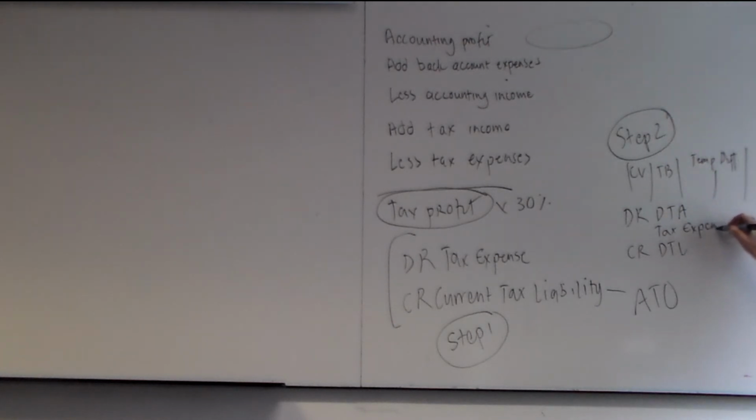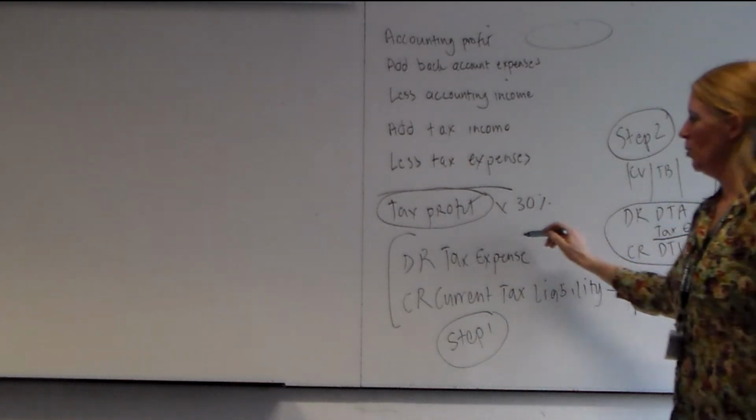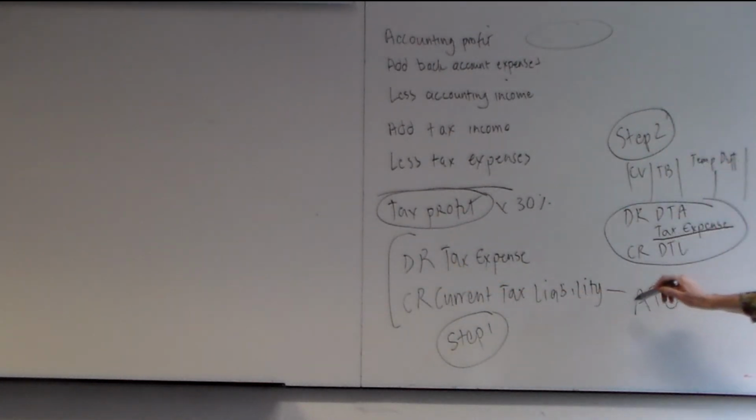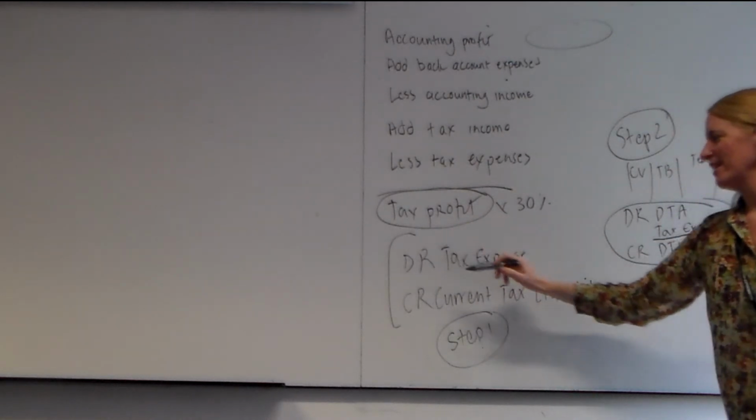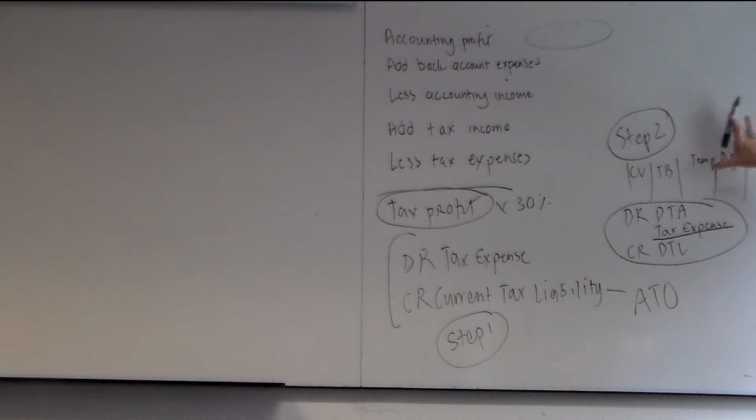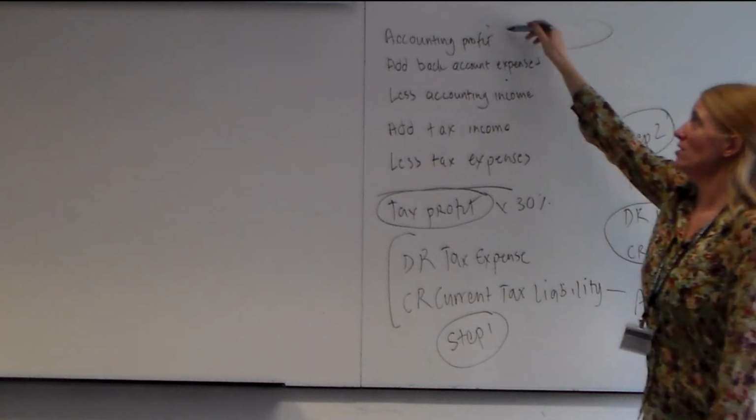So what I keep saying to you is, when we do this step, which is step two, we're changing only your tax expense. Oops, I haven't done that very well. So we have this journal entry, okay? And when we do this table, all we're doing is getting the tax expense back in line with the accounting profit.